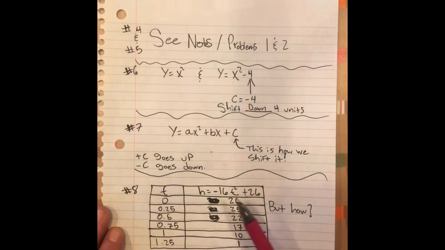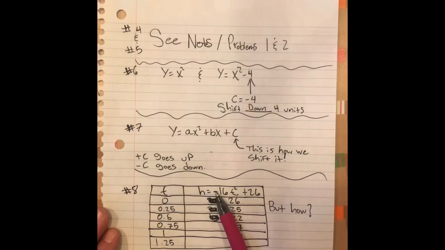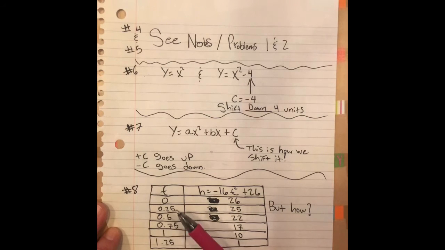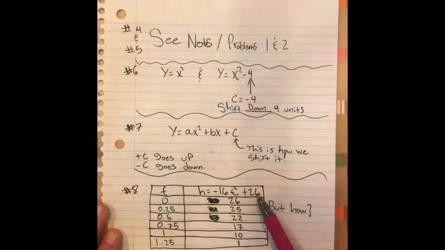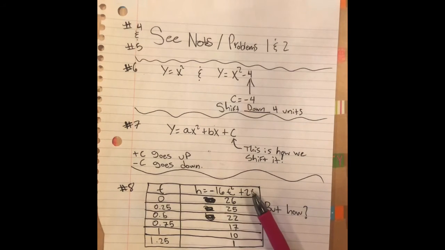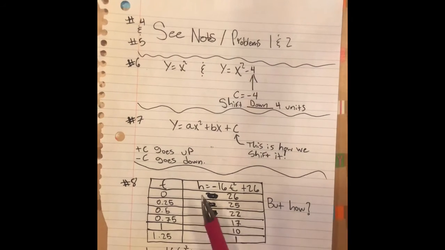Before we go into this, should this parabola face up or face down? Well, it's negative, so it should be a sad face. It should face down. Okay, should it be shifted up or should it be shifted down? Well, this is positive, so it should be shifted up 26 units. So I want you guys to keep that in mind. It's not important for this problem, so yes, I wasted your time, sorry, but it is important for the next problem.